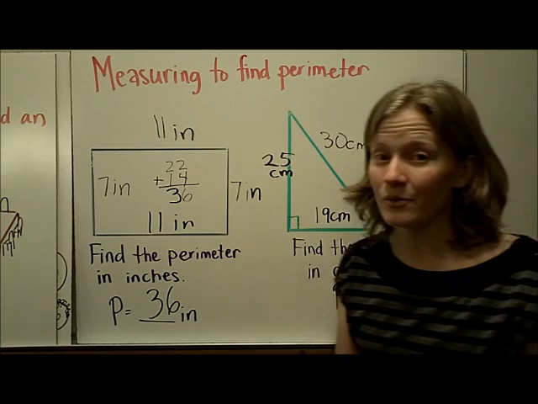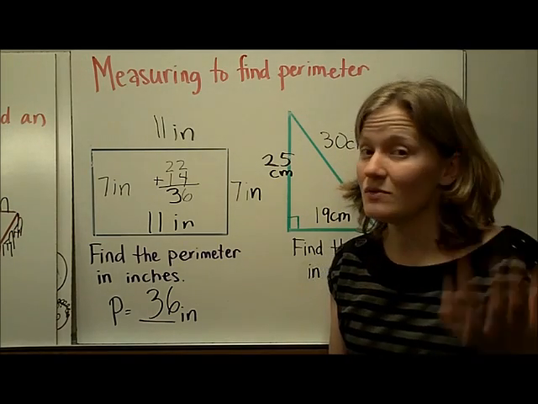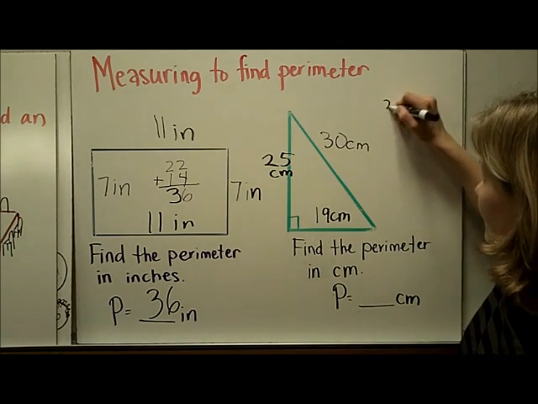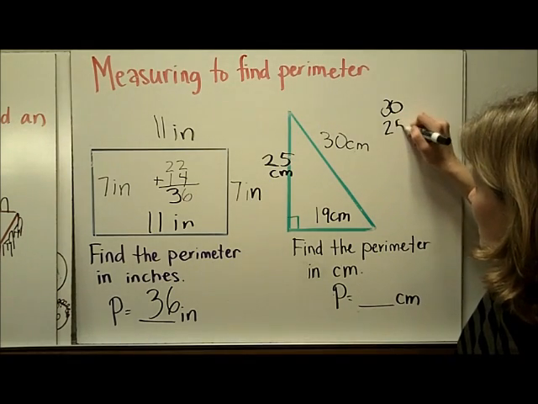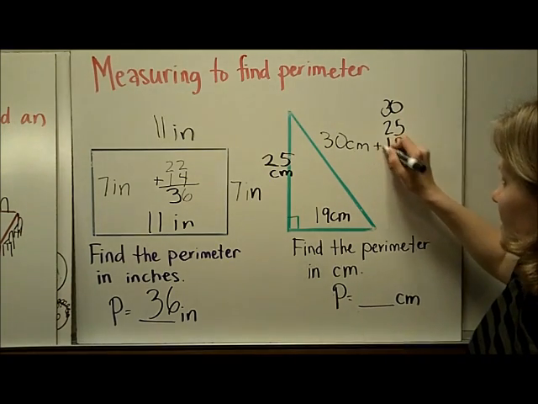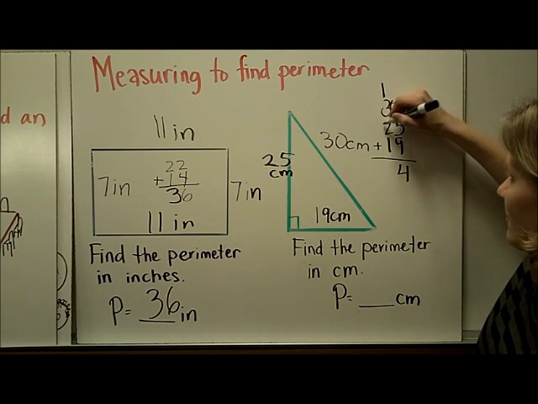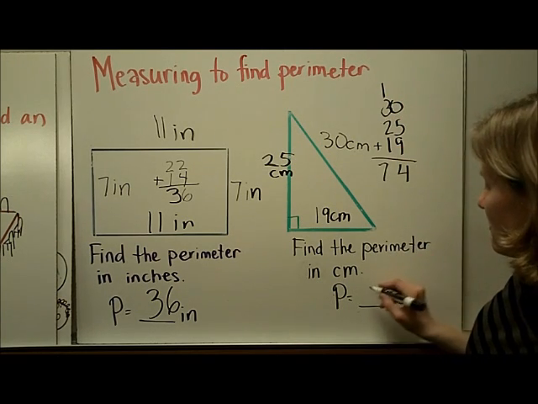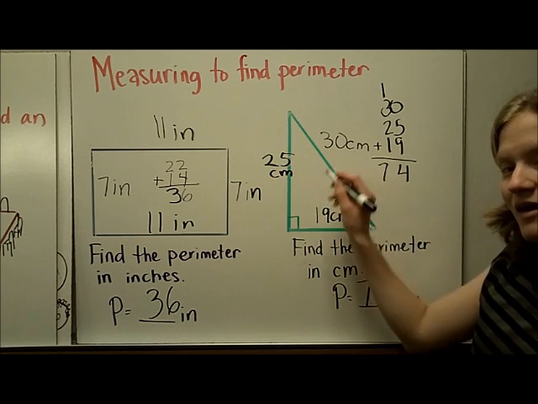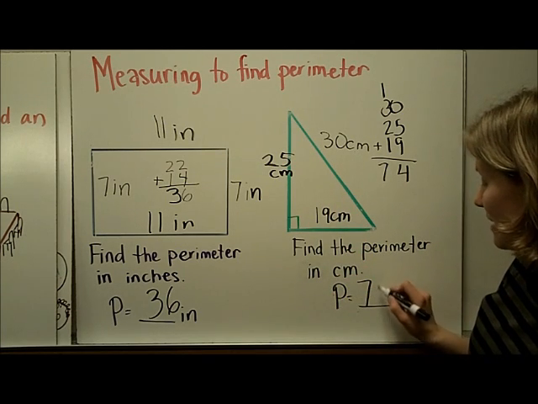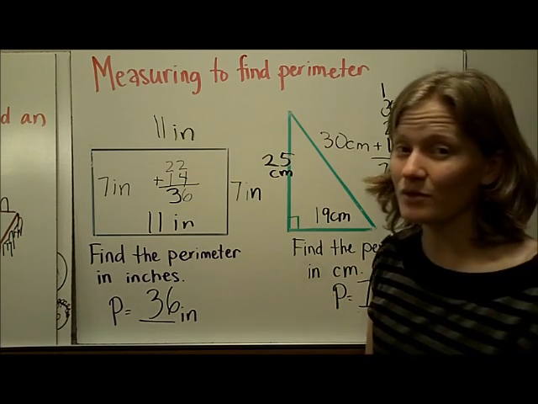centimeters. So now in order to find the perimeter, I just need to add each of those lengths up. 30, 25, and 19. 5 plus 9 is 14, 4, 5, 6, 7. So the perimeter, the distance around the outside of the triangle, is 74 centimeters.